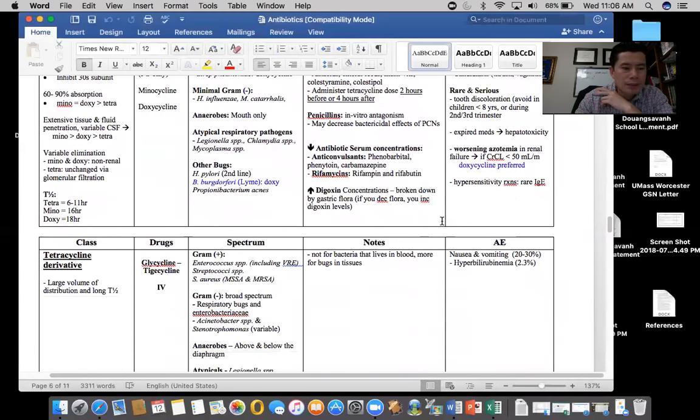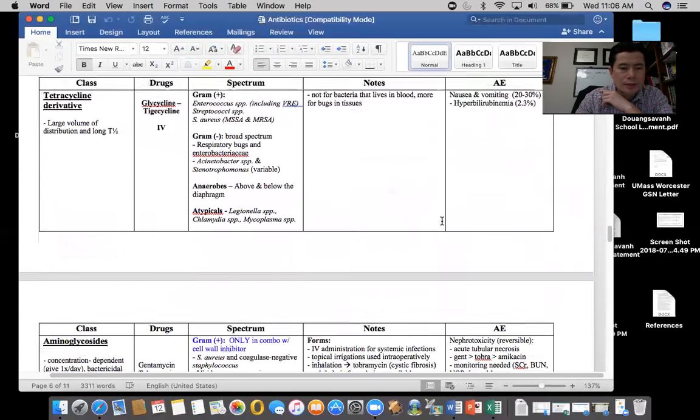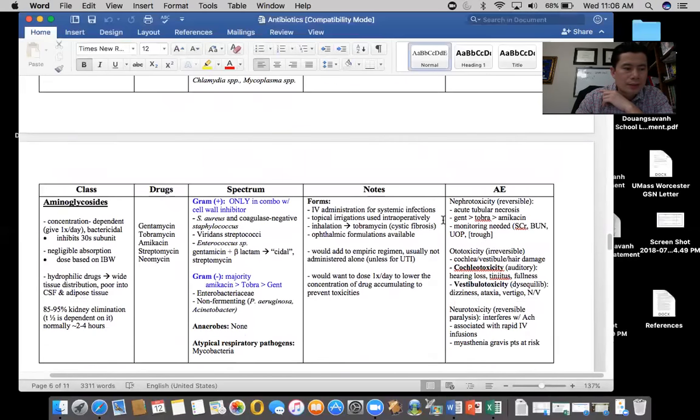What derivatives is the glycylcycline? Those are another bunch of the tetracycline inhibitors. And aminoglycosides. Same thing.